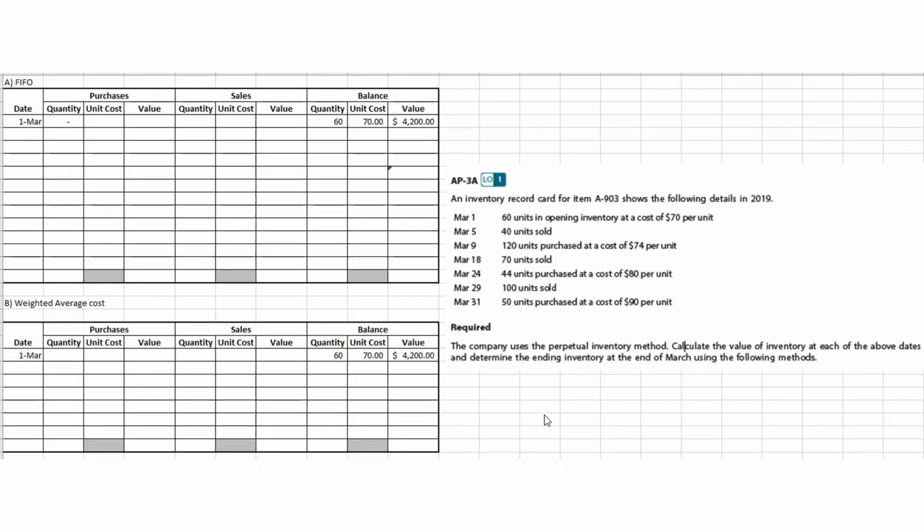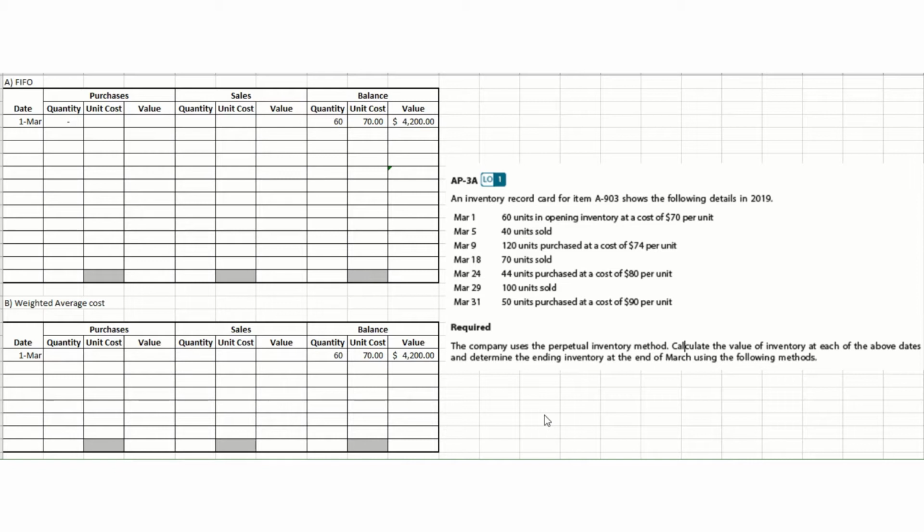Chapter 8, Question 3a. In this example, we have a company which has their inventory card for an item A903 for the following details in 2019. You'll notice that they're all in the month of March.